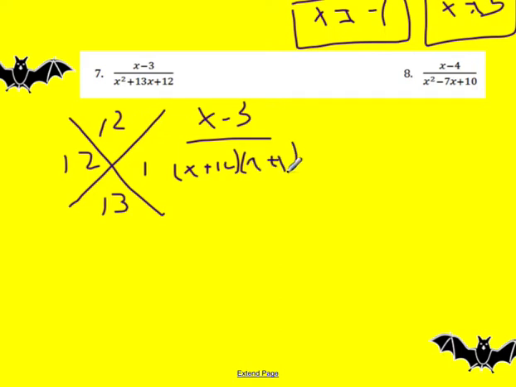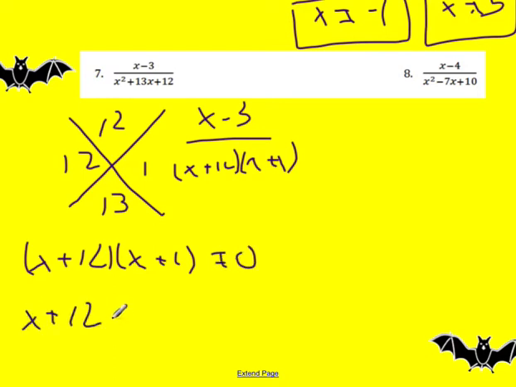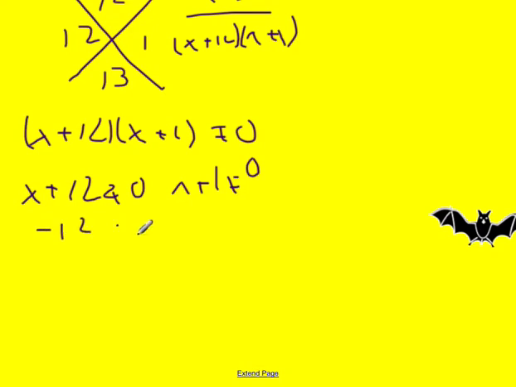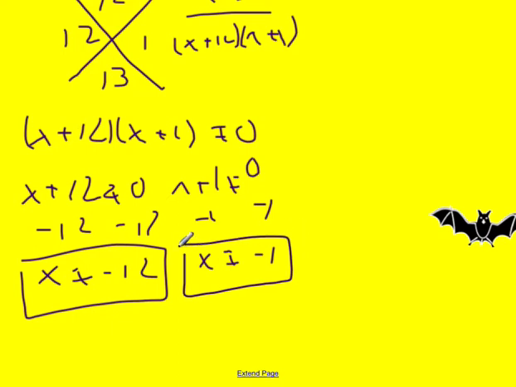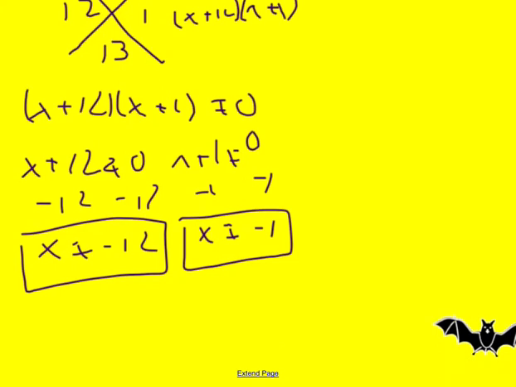Well, guess what? There's no factors we can cross off, but it doesn't really matter because when we do our excluded values, we always have to look at the original. So x plus 12 and x plus 1 is not equal to 0. So x plus 12 is not equal to 0, as well as x plus 1 is not equal to 0. Now we're going to solve these here. Subtract 12 from both sides, so you get that x cannot be negative 12. Here, subtract 1 from both sides, so you get that x cannot be negative 1. So I have negative 12 and negative 1 on number 8, or number 7, sorry. Now let's take a look at number 8.